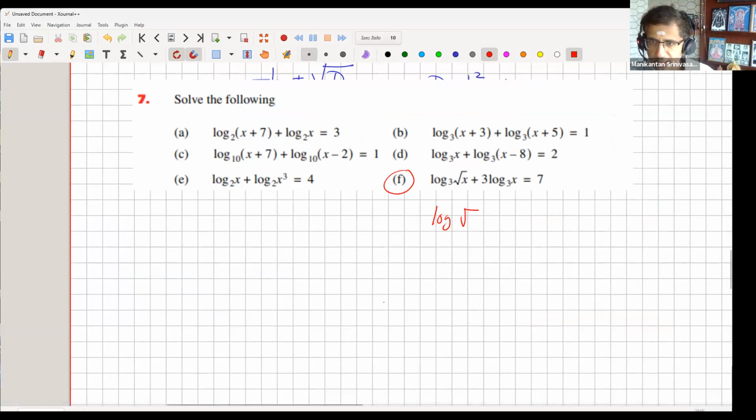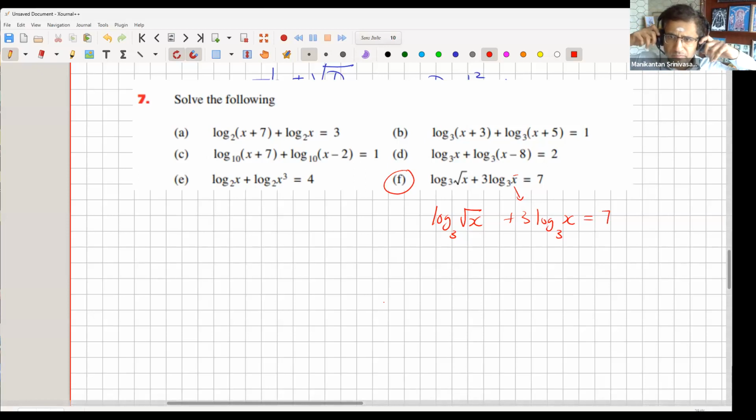It's log of root x to the base 3, right? And this is log x to the base 3, right? Sometimes the base is not substantially down, so it's a little confusing, but I've written it explicitly for you guys. Yeah, without a calculator, this one.